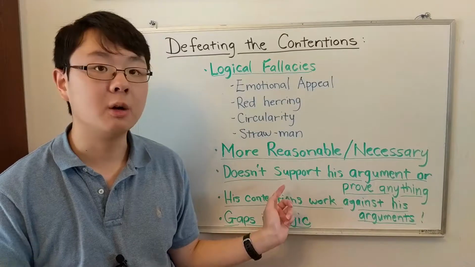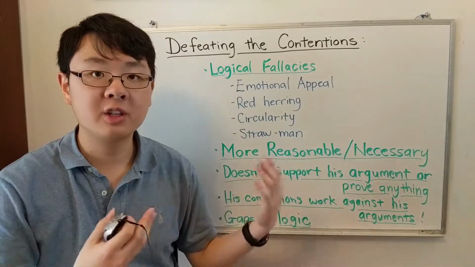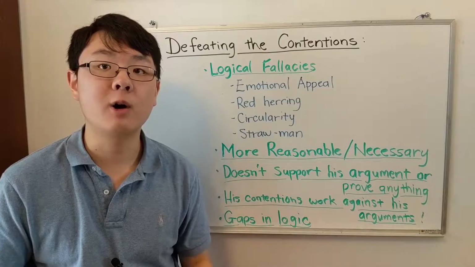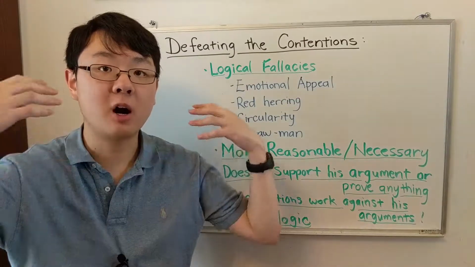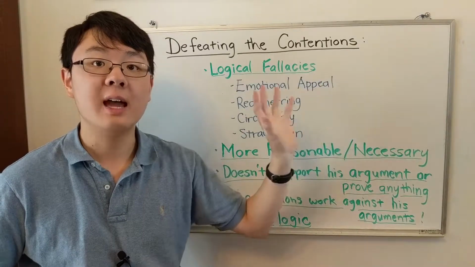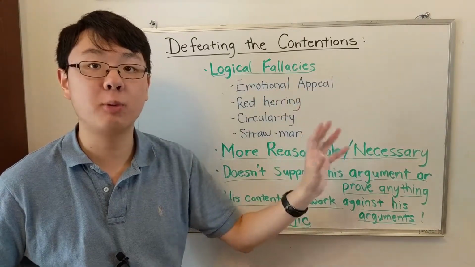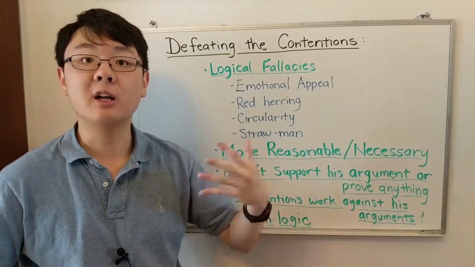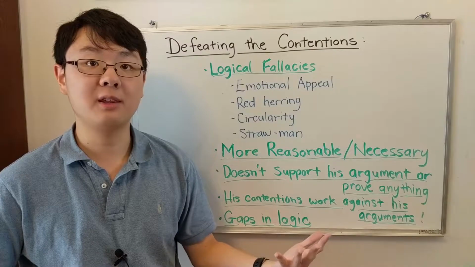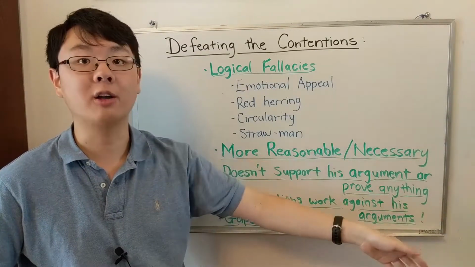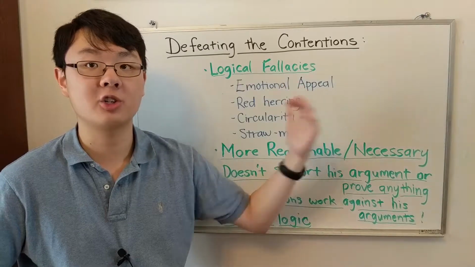The third thing you can do, you can say your opponent's contentions, they don't support his argument or position, or they don't prove anything worthwhile, right? The contentions are supposed to be arguments that are supporting your opponent's arguments and supporting his positions. If they're not doing that, if the contentions don't support the argument or don't support the position or don't say anything at all, then they're useless. And so you can say these contentions aren't doing anything. They're not supporting his argument. We can just throw them out because they're not doing anything. They're not supporting his position.